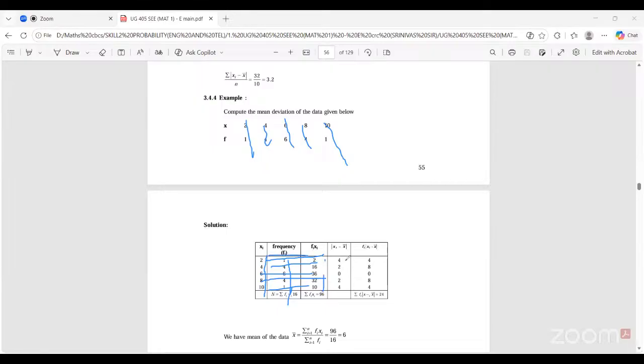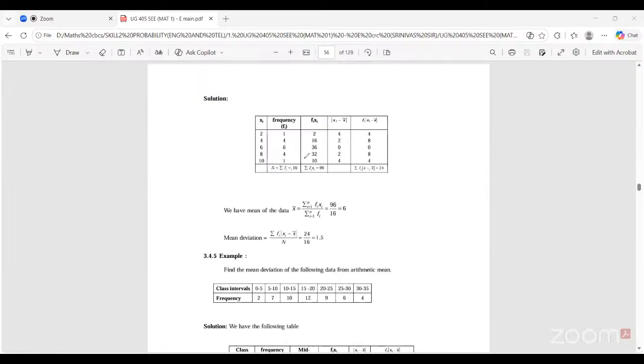Now xi minus x bar. Just a minute, I'll clear the drawing and I will explain. Here we are finding x bar. X bar means the total, which is 96, divided by the total frequency 16, so that is 6. So we take 2 minus 6, which is 4 in modulus, 4 minus 6 is 2, 6 minus 6 is 0, 8 minus 6 is 2, 10 minus 6 is 4.